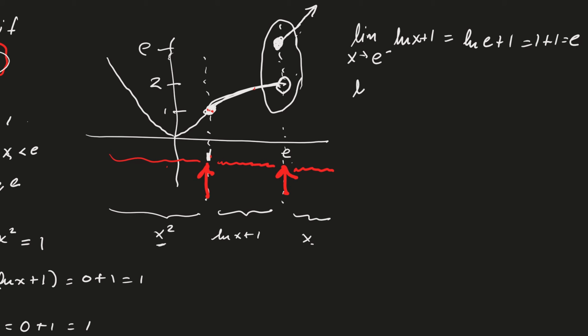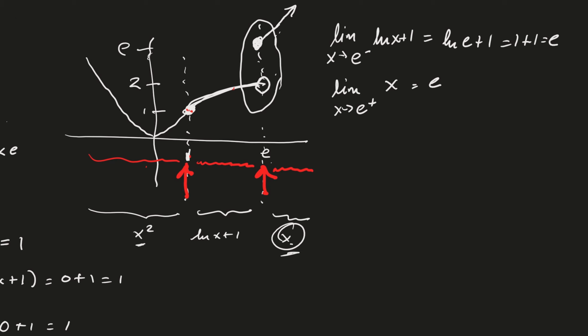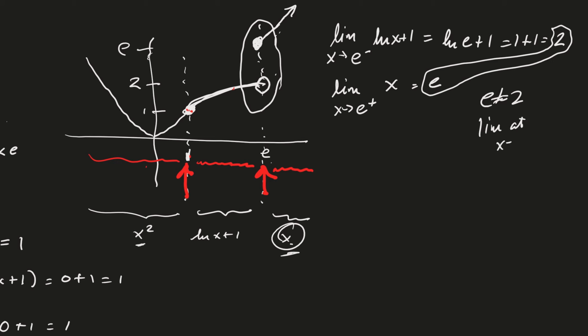which is e. And if I want to take the limit as x approaches e from the right, which function do I use? I use x, and that's e, right? So the limit is 1 plus 1 equal to e? I don't think so. 1 plus 1 is equal to 2. There we go. And of course, now we see e is not equal to 2. So the limit at x equals e does not exist. Therefore the function fails to be continuous there. Good. All right.